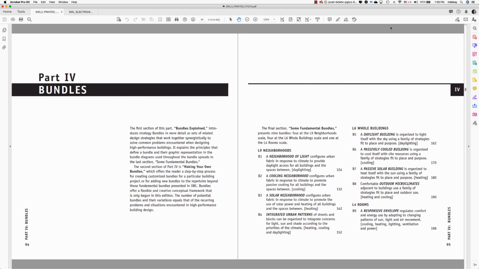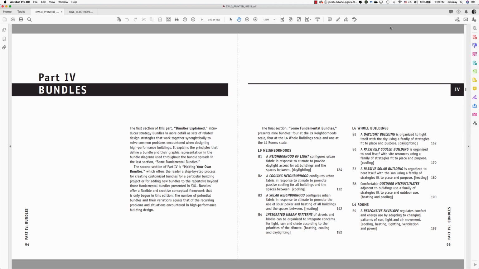Then we have this new section on bundles, and bundles tries to answer an interesting question because in the 2nd edition, what we found out was that we had this big toolbox, right? There's lots of strategies, and if you weren't kind of experienced, it was difficult to know which combinations of strategies to use, which ones made sense to go together, which ones didn't. So these bundles try to ask the question, what's the recurrent question that architects or urban designers have that deals with energy and climate, location, and so forth, and then put together strategies that will work most of the time in most buildings or most neighborhoods that you're designing to deal with that issue.